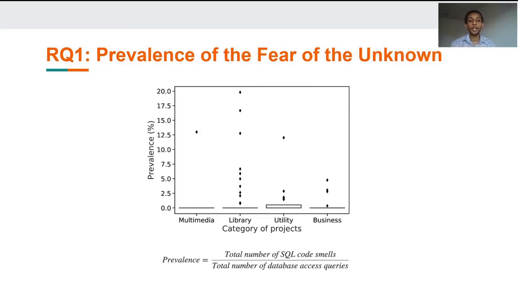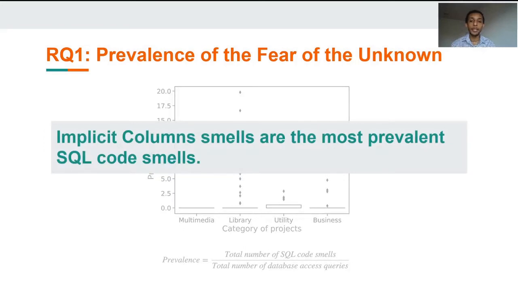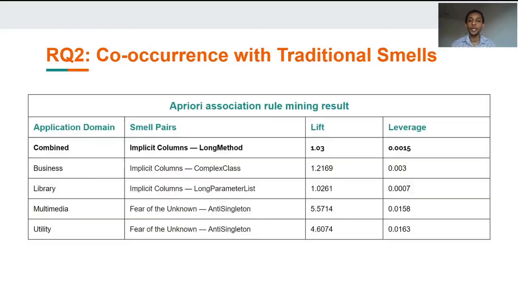Similarly, for the fear of the unknown smell, the median prevalence is close to 0, but we see a significant number of outliers. In other cases, we didn't see any occurrences in the latest versions. So we can see that implicit columns smells are the most prevalent, and therefore developers need to focus on those.